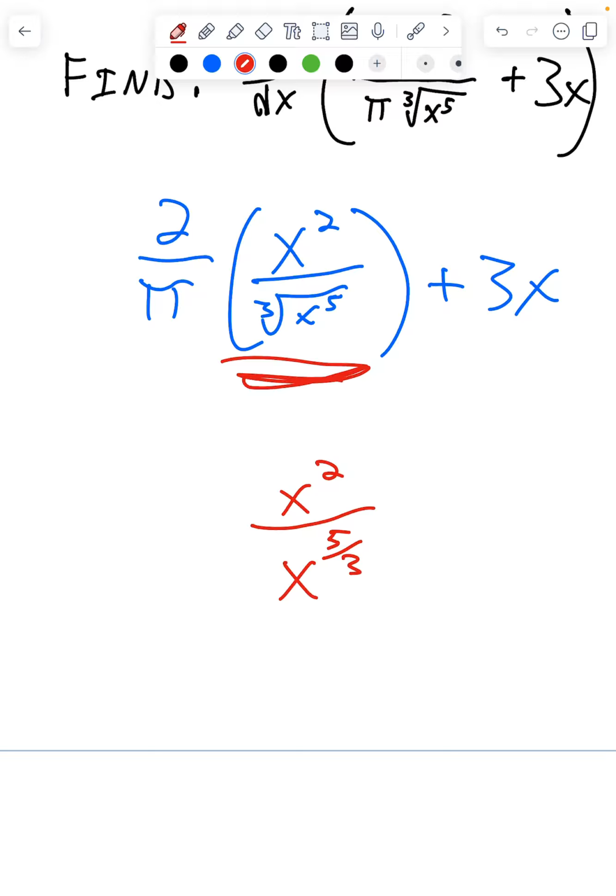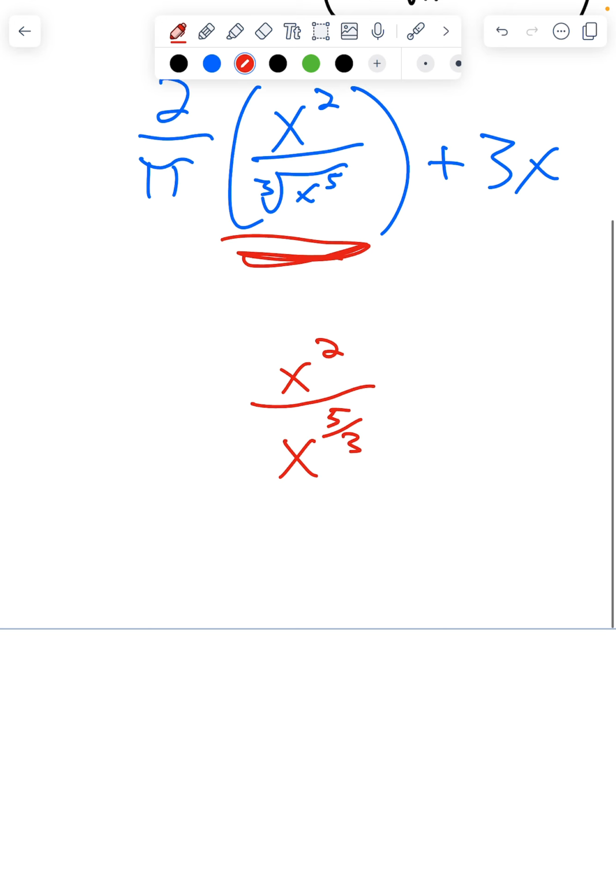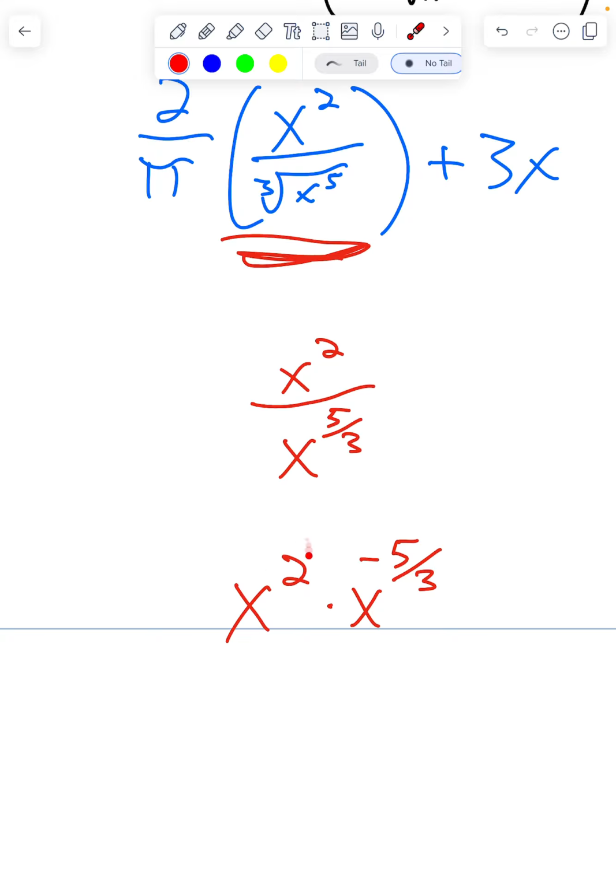Now if I have x squared over x to the 5 thirds, you can recognize that I can subtract the bottom power from the top power, great. If you would like to rewrite it to make it look a little better, you could rewrite it as x squared times x to the negative 5 thirds. That's fine as well. When we're multiplying x's with different powers, we just add the powers together, or in this case, 2 minus 5 thirds.